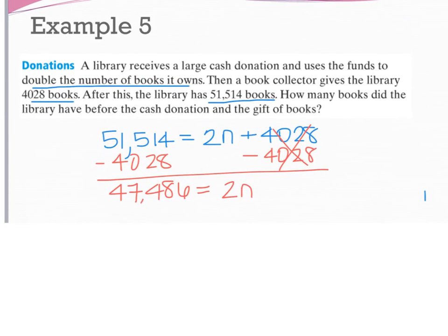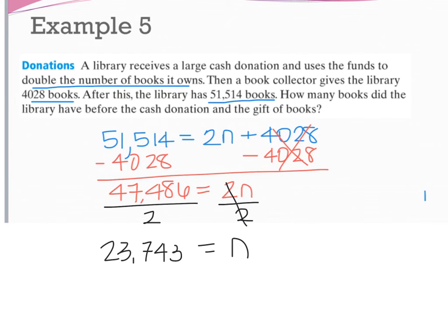So now I'm left with just solving for my n value, and I will do that by looking at my problem, say that this is really 2 times n. I undo multiplication with division. So if I divide both sides by 2, then that's going to leave me with n on the right side, and 47,486 divided by 2 is going to give me 23,743 books. And this right here then would be how many books this library started out with.